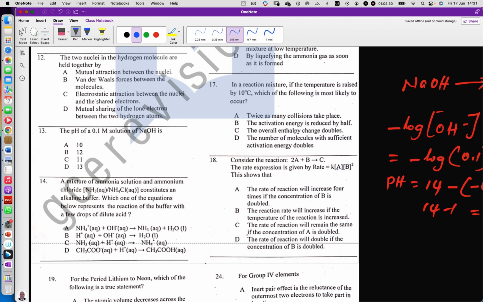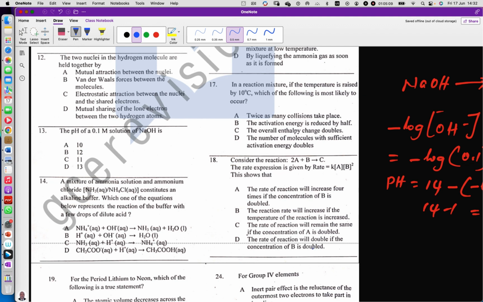Now interpreting our result into the answers that have been given: this shows that the rate of reaction will increase 4 times if the concentration of B is doubled. No, the reaction rate will increase if the temperature of the reaction is increased. I don't think so. The rate of reaction will remain the same if the concentration of A is doubled. I don't think so. The rate of reaction will double if the concentration of B is doubled. I think that is the right answer.